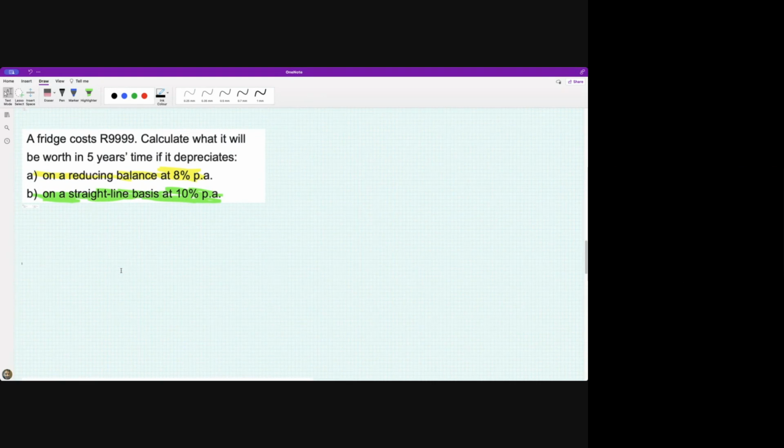See if you can work this one out. So what does reducing balance mean? What formula does it need? What formula do you need for straight line? See if you can work this out.